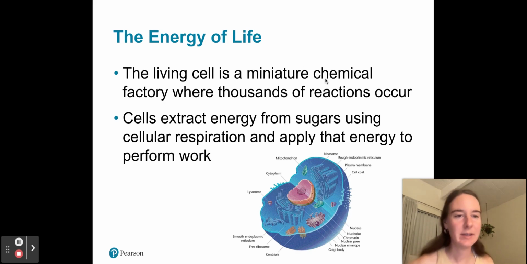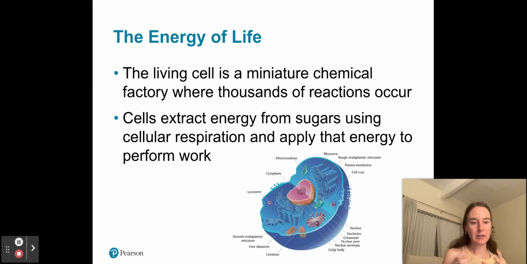A reaction is simply molecules that are interacting with each other, and these molecules are either breaking apart or being formed. For example, we learned that in the endomembrane system, the ribosome assembles protein molecules, and these proteins are then packaged and shipped, right? So all of that requires chemical reactions, and thousands of them are happening within a cell.